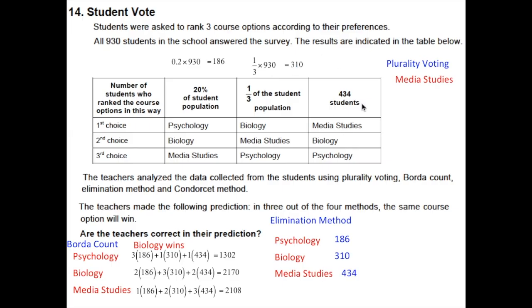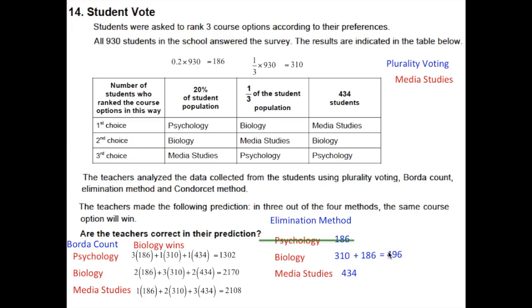For the elimination method, psychology got 186 first choices, biology got 310 first choices, and media studies got 434 first choices. So that means psychology had the least number of first choices. So we're going to eliminate psychology and give its results to what comes next here, biology. Psychology is removed from the first choices and its first choices are given to biology. Biology has 310 plus 186, which is 496.